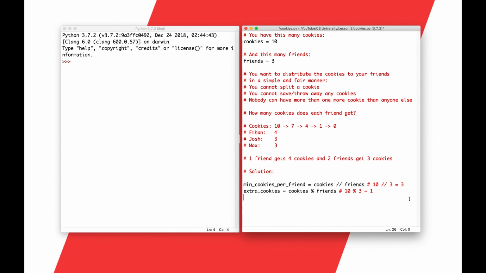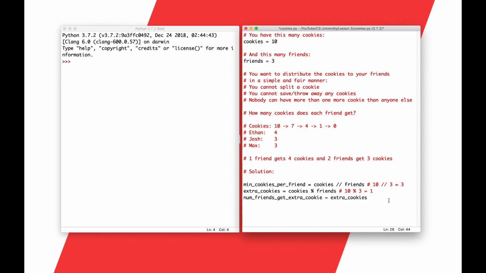So let's just say something like num friends get extra cookie. And again, these variable names are really, really long, but I just want to make sure that it's super clear what exactly is going on here. So the number of friends that get an extra cookie is equal to the number of extra cookies. And I guess you could just name this variable num friends get extra cookie to begin with, but I just, again, want to make this super clear. So the number of extra cookies is equal to the number of friends that get an extra cookie.